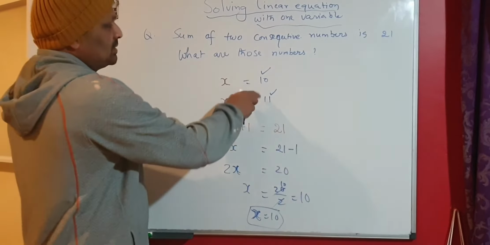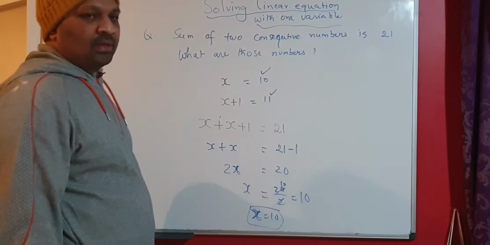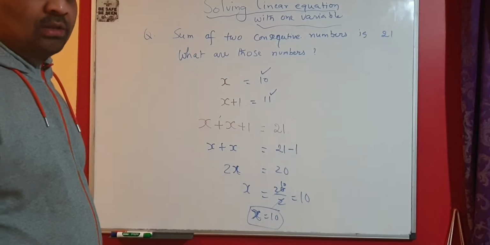When you add these two, you will get an answer of 21. Here, the sum is 21. 10 plus 11 is 21. So we got those numbers.